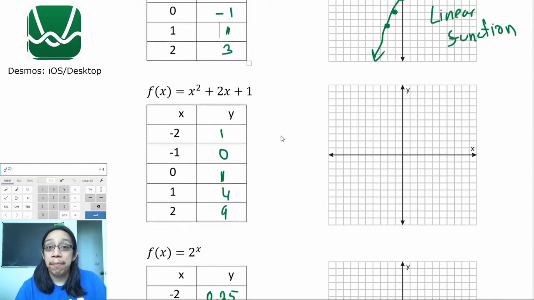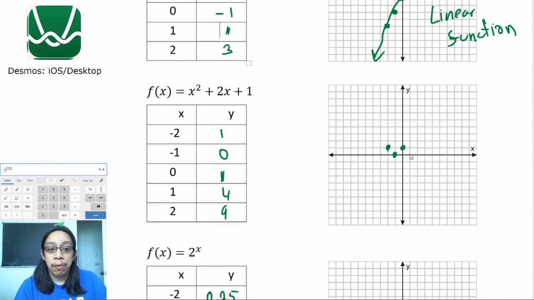So here's a second example. We're going to take these points and go ahead and plot them. This one's going to be -2, 1. So here's -2, and then +1. The next one is -1, 0, which would be right here. 0, 1, so that's at the origin, and then we go up 1.